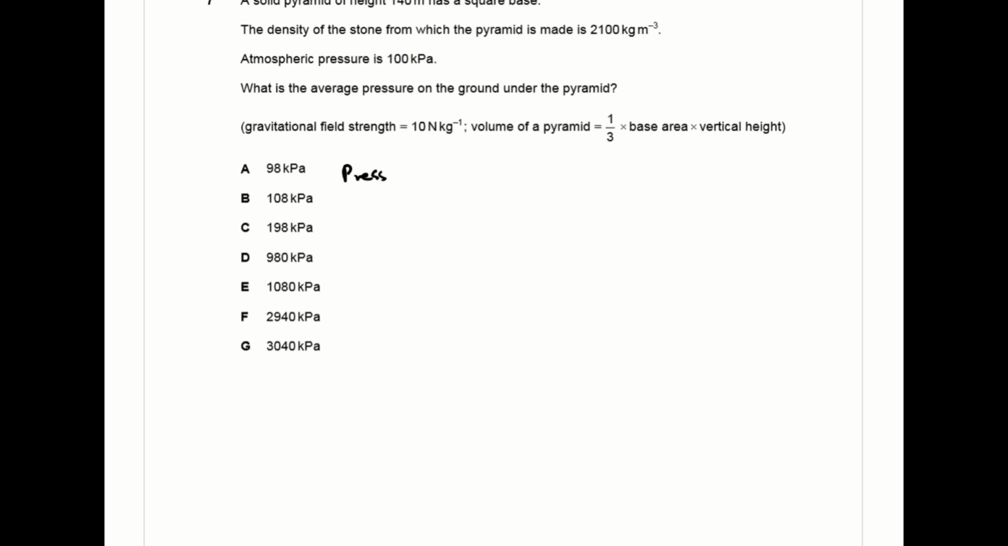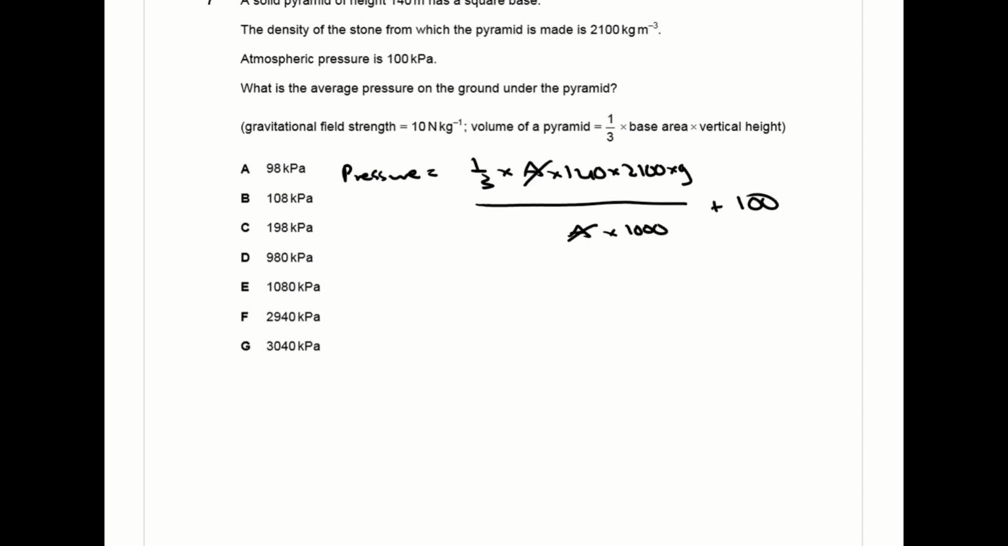So the average pressure on the ground under the pyramid is equal to the weight of the pyramid divided by the area that it acts on plus atmospheric pressure. When you're calculating the weight of the pyramid and dividing it by the area, the two areas cancel out, so you don't need to worry about the lengths of the square base. And when you cancel out the common factors, you end up with the pressure being 140 times 7 plus 100 from the atmospheric pressure, which is 1080 kilopascals.